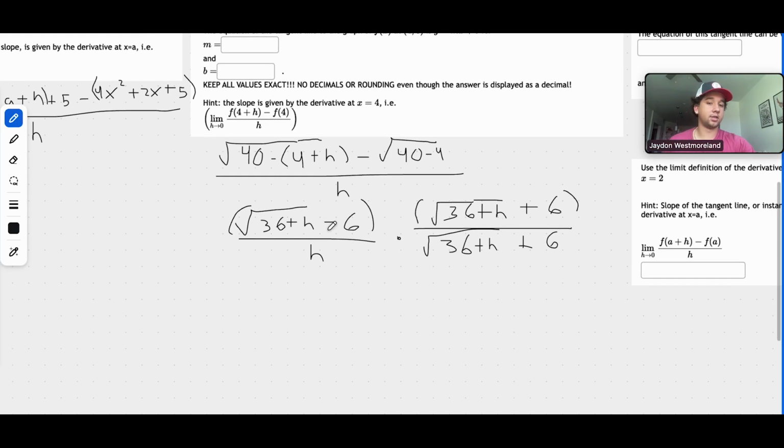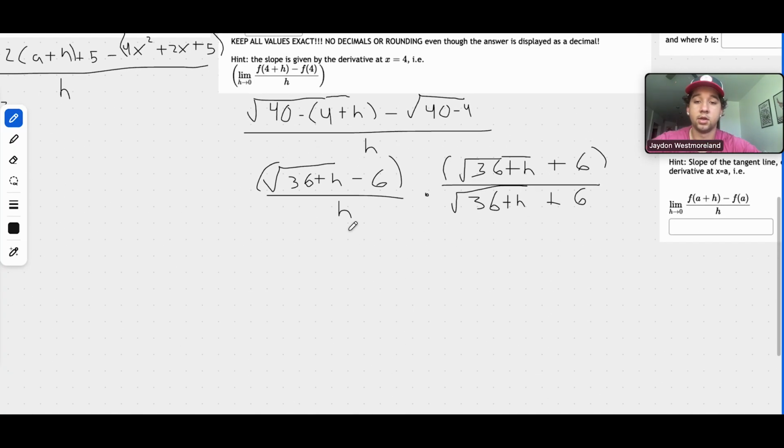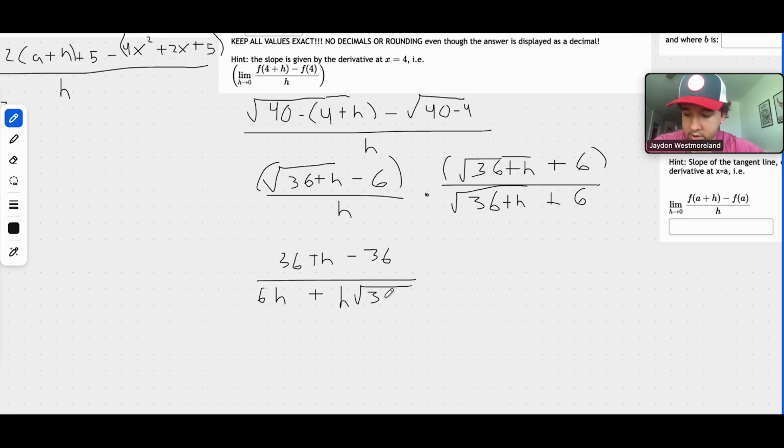Now, in order to do this, this looks scary, but it's actually quite simple. This is a difference of squares, so we just square the first term and the second term. Squaring the first term, well, if you square a square root, just whatever's inside just comes out. So 36 plus h. And it's a squared minus b squared, so this is going to be minus 36 over, I don't know what that is, so I don't care enough. I'm just going to do maybe 6h plus h times 36 plus h.